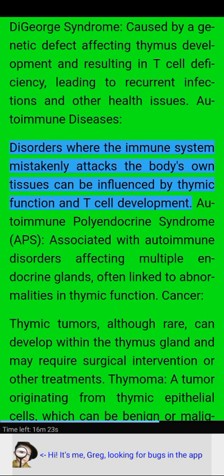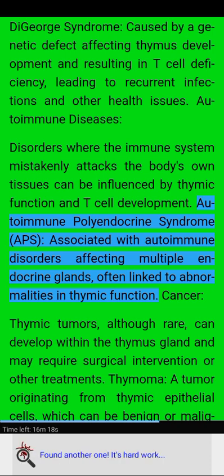Autoimmune diseases. Disorders where the immune system mistakenly attacks the body's own tissues can be influenced by thymic function and T cell development. Autoimmune polyendocrine syndrome (APS) is associated with autoimmune disorders affecting multiple endocrine glands, often linked to abnormalities in thymic function.